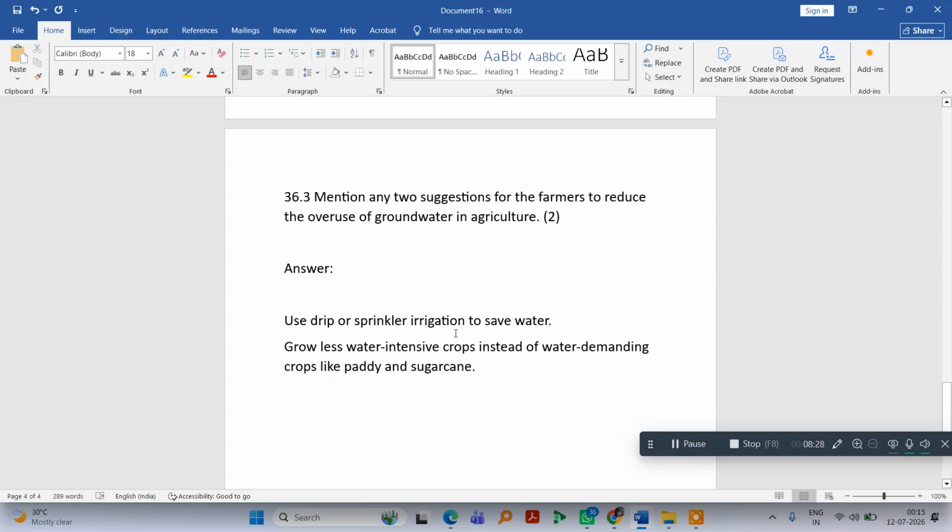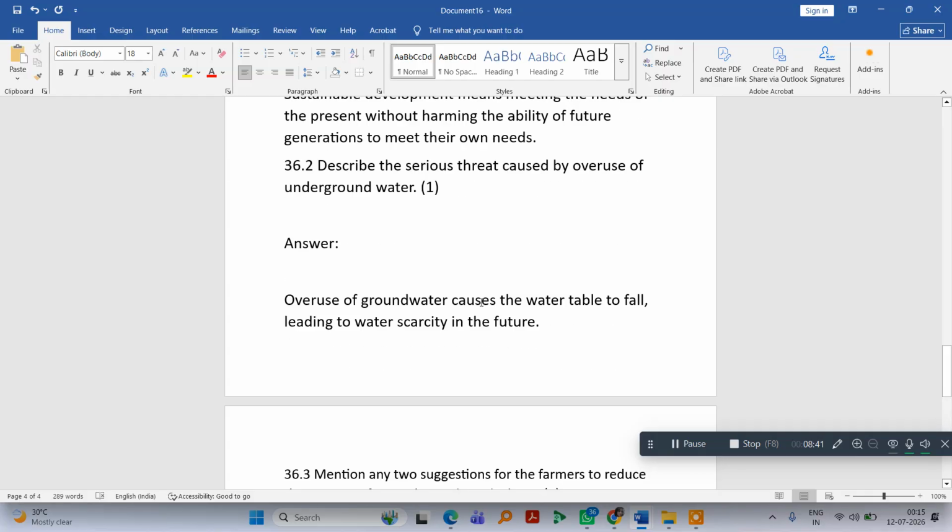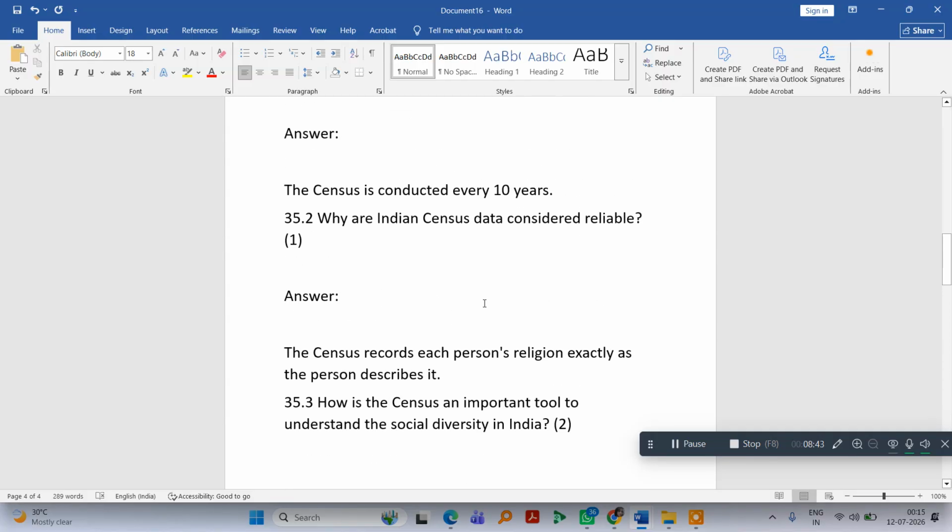Use drip or sprinkler irrigation to save water. Grow less water intensive crops instead of water demanding crops like paddy and sugarcane. I hope I made myself clear. I have explained all the answers of section E.